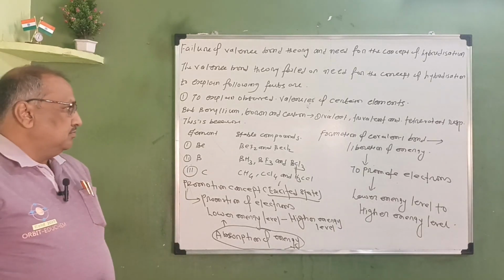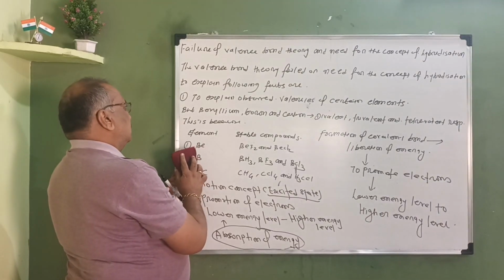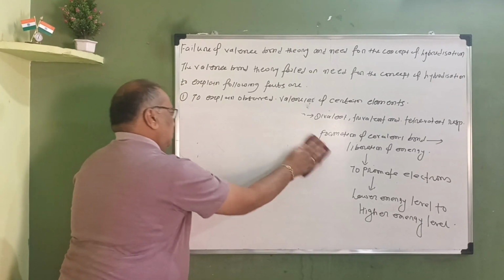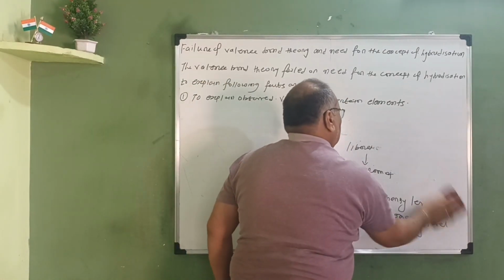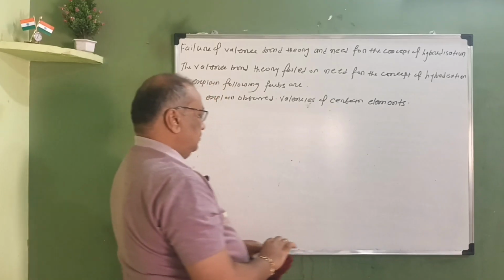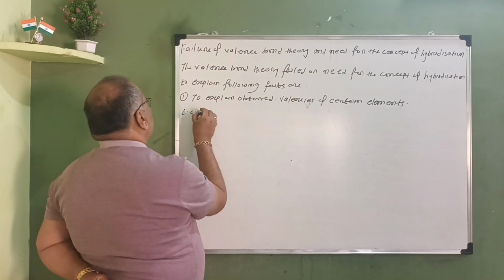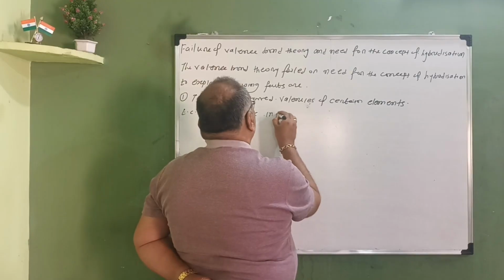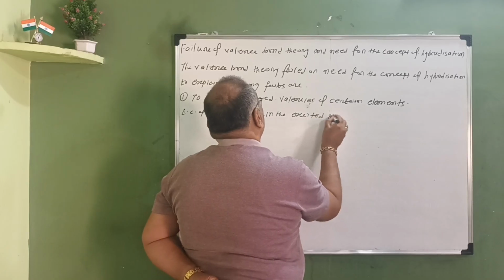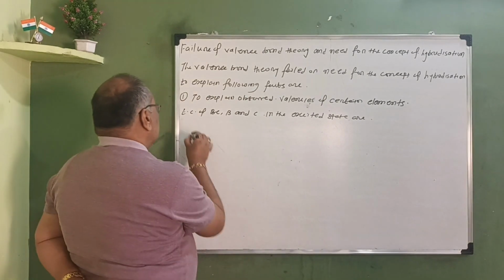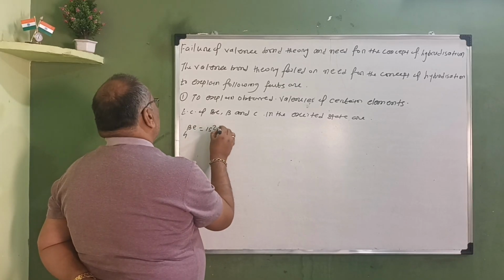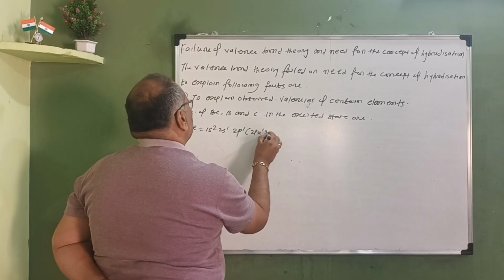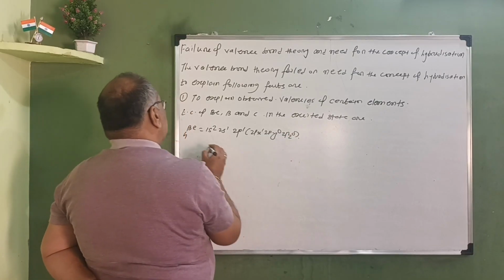Now here, the electronic configuration of beryllium, boron and carbon in the excited state are, that is, beryllium: 1s2 2s1 2p1, that is 2px1, 2py0 and 2pz0.